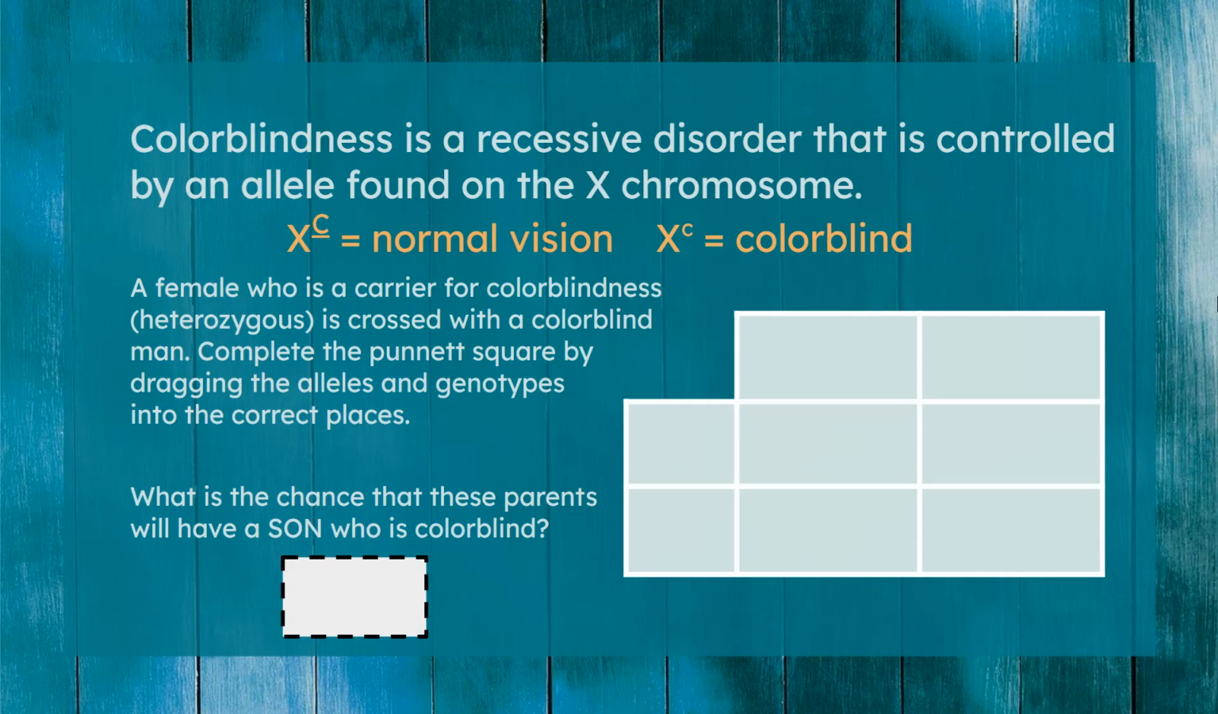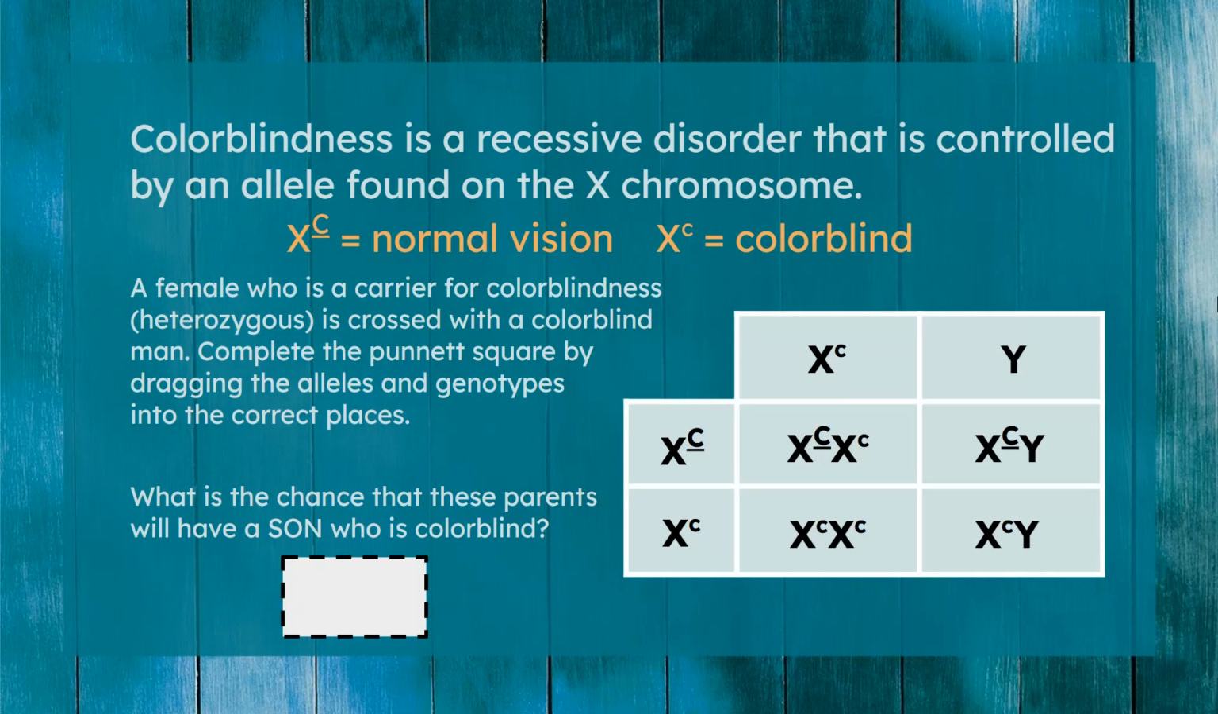Color blindness is a recessive disorder that is controlled by an allele found on the X chromosome. So X^C is dominant, that's the normal vision, and then X^c recessive, that causes color blindness. A female who is a carrier for color blindness, so she's heterozygous, is crossed with a colorblind man. Complete the Punnett square by dragging the alleles and genotypes into the correct places. So it tells us she's heterozygous, so she is XX, and then she's got a big C on one X, little c on the other. The man is colorblind, so he has to be X^c Y.